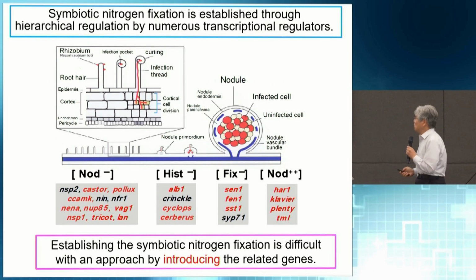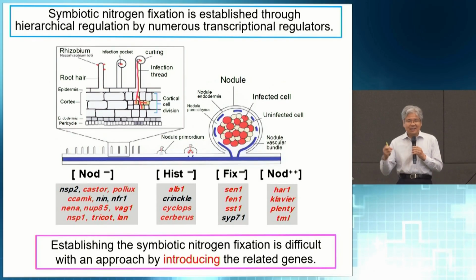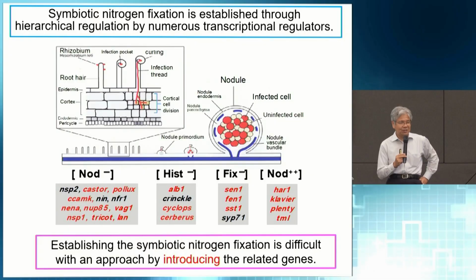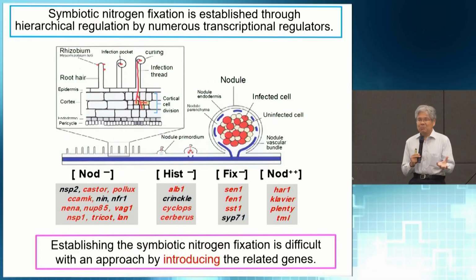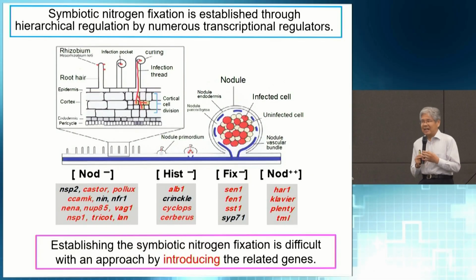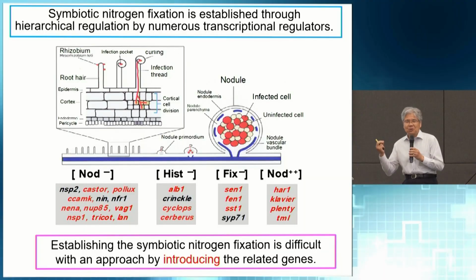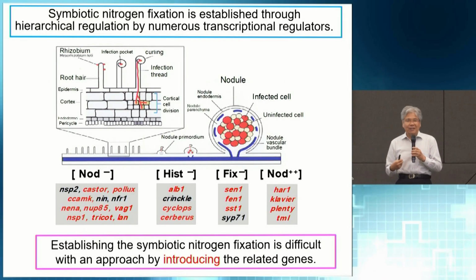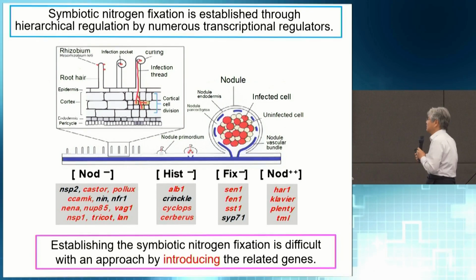That's simply because root nodule symbiosis is a very complicated system. At least more than 100 genes are involved in this process. And so it is difficult to simply transfer those genes into other crops.